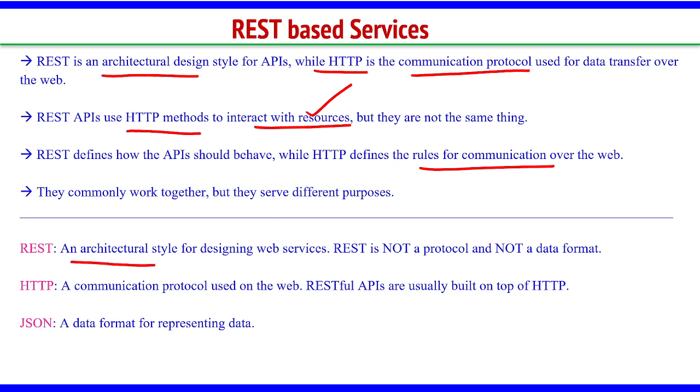So, REST is an architectural style for designing web services. It is not a protocol, it is not a data format. It just gives some set of guidelines, that is it. REST tells us some rules. HTTP we know is a communication protocol, and JSON is the data format. So, the format of data is JSON. Who is carrying that data? That is HTTP. How am I sending the message? That is instructed to me by REST. REST tells me how to send the message, in what format to send the message. So, this is about REST based services.